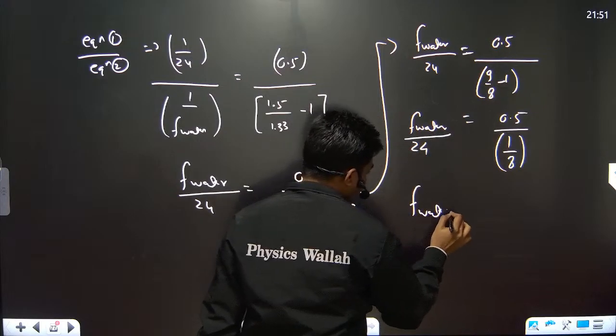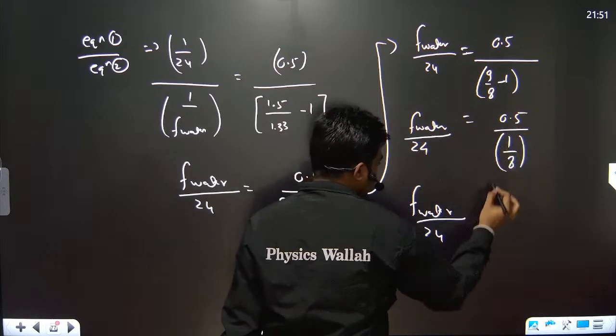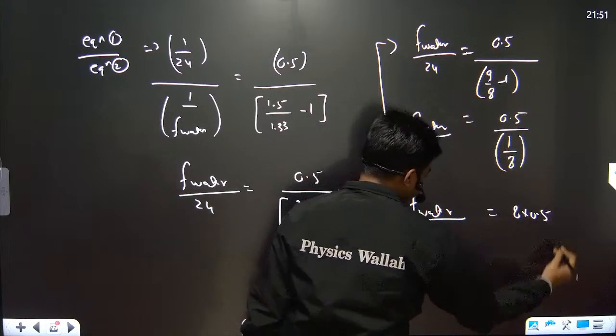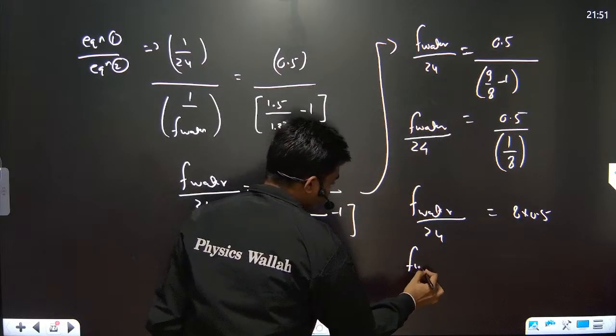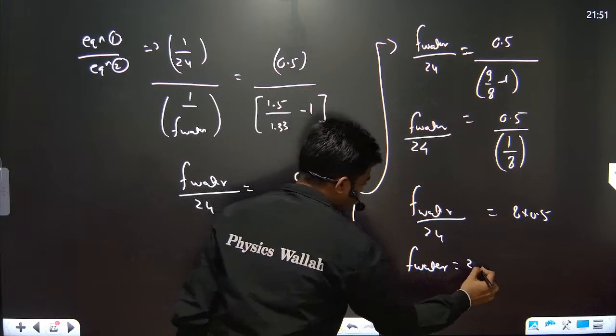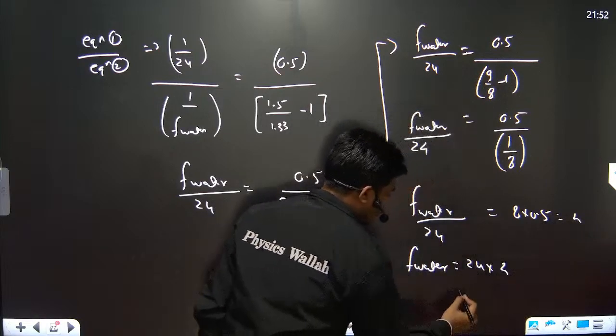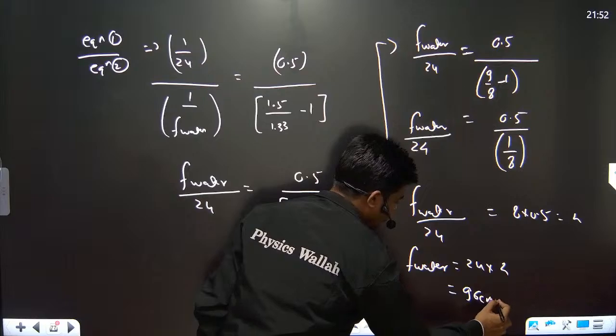So focal length in water we are getting, how much? 8 will go up, so 8 multiplied by 0.5. So focal length in water is given as 24 into 4. We are getting 24 into 4, that is 96 centimeter.